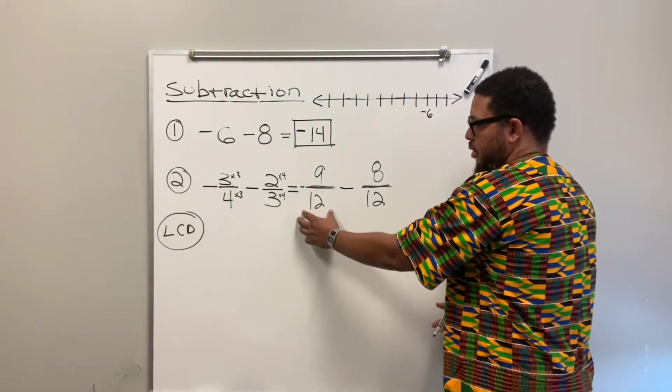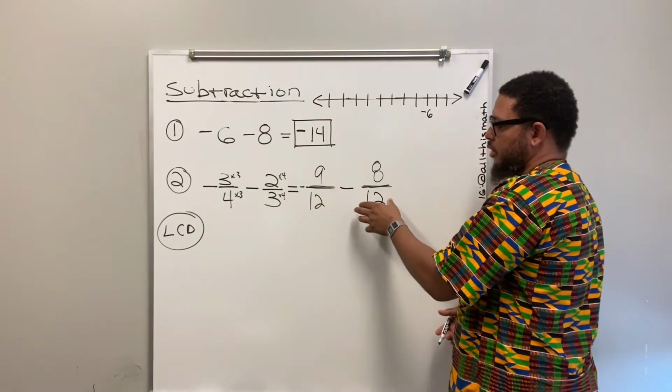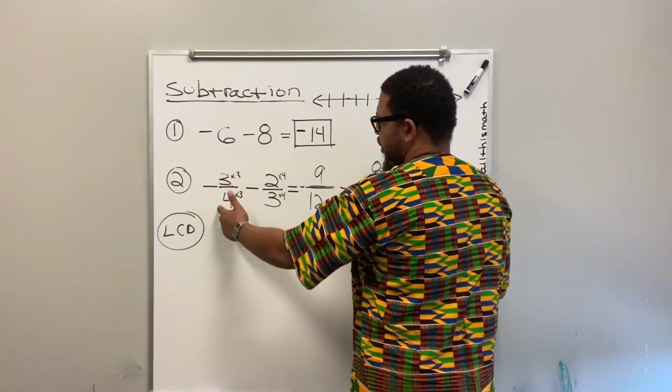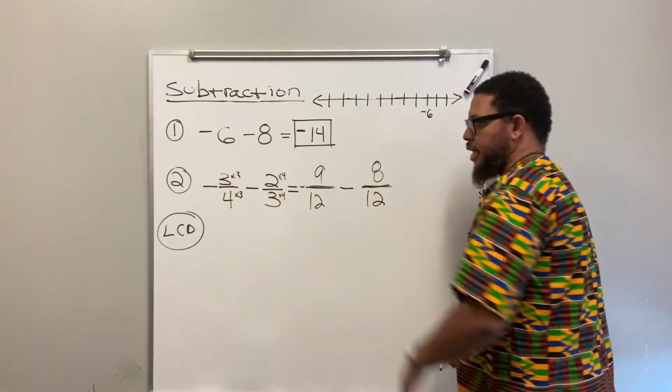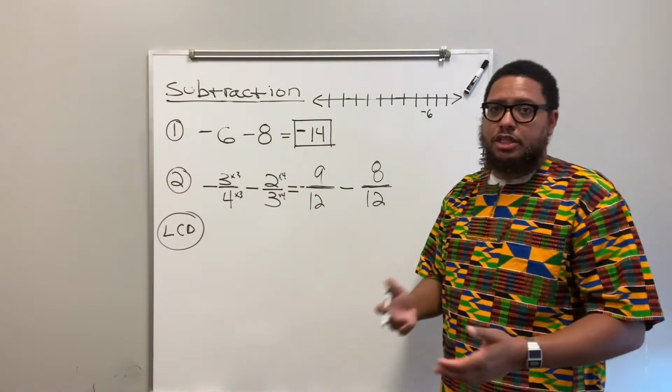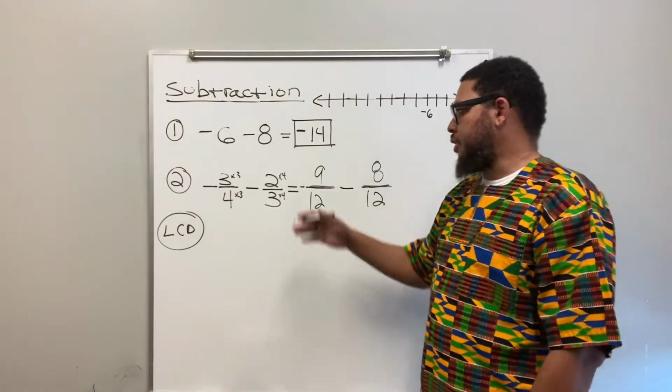Now, this fraction is broken down into twelfths. This fraction is broken down into twelfths. Before, this fraction was broken down into quarters, and this fraction was broken down into thirds. They can't really get down with each other. Not with addition and subtraction. With multiplication or division they could, but not with addition and subtraction.